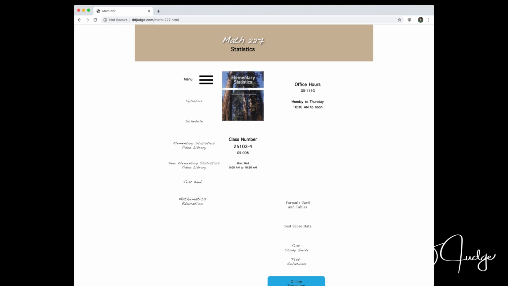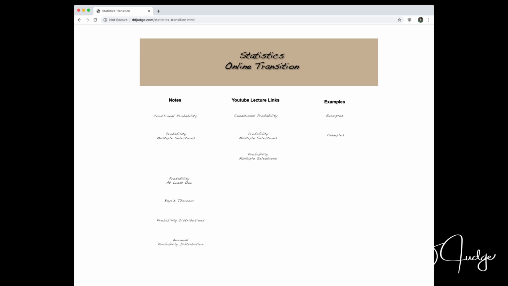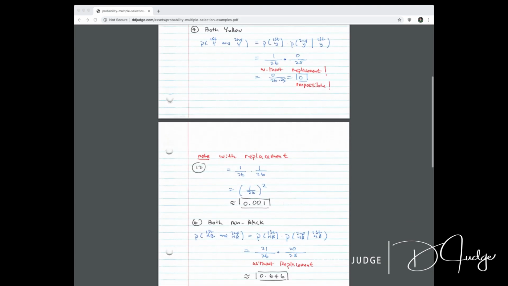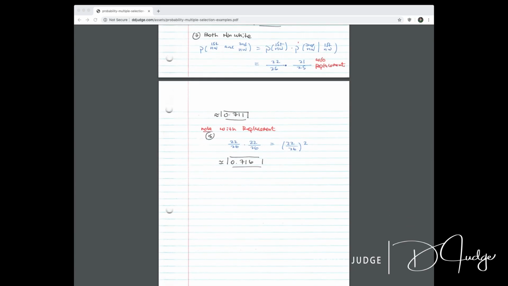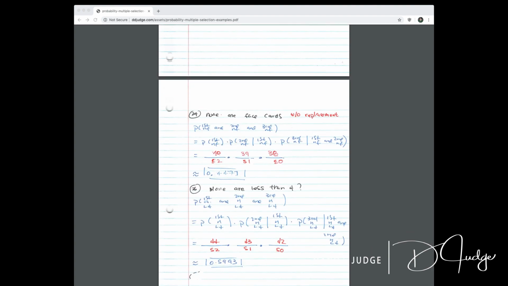Remember I said to you guys, I'm going to put in our online transition some examples here. And so I did just that. So we do have some examples that we want to go through. And I wanted you guys to look over this weekend. Hopefully you did. And this is on PDF format online. So I did some of this work. And I asked you guys to go over the probability multiple selections, if you guys remember.